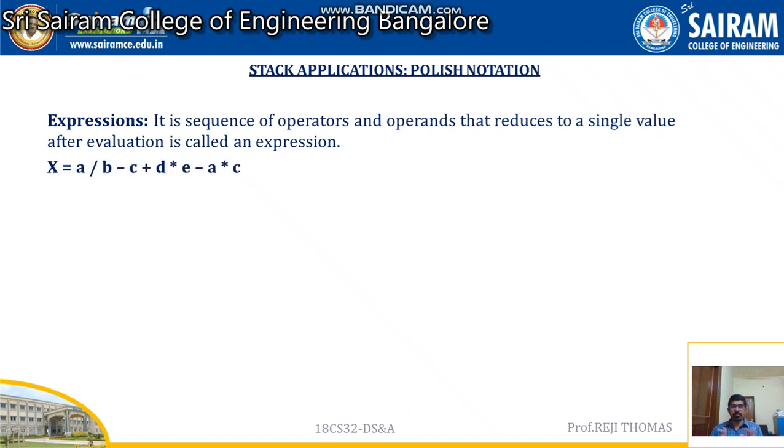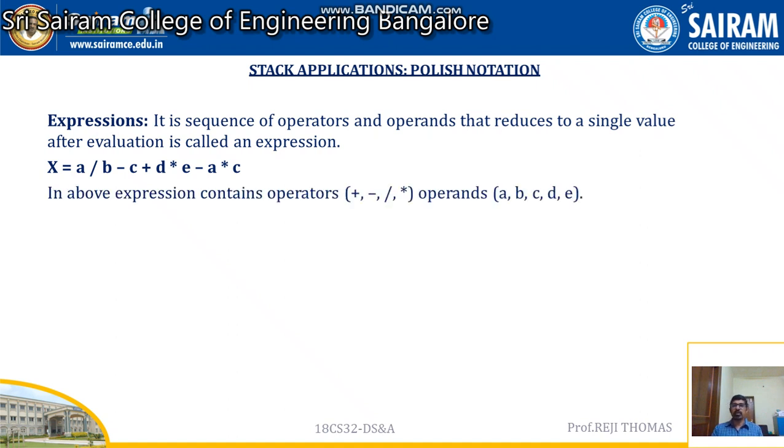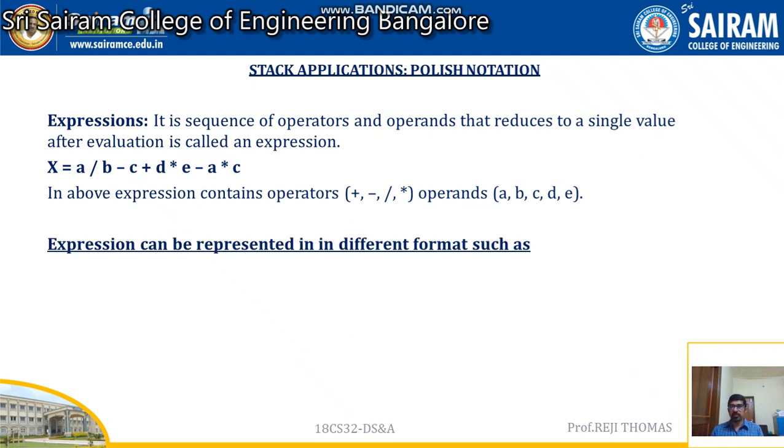So if you take x is equal to the given statement, you can find A, B, C, D, E, again A is repeated, again C is repeated. These are nothing but the operands, and plus, minus, division, star, everything we call operators, right? Next, let us see how we can represent this expression. Now you are familiar with the expression.